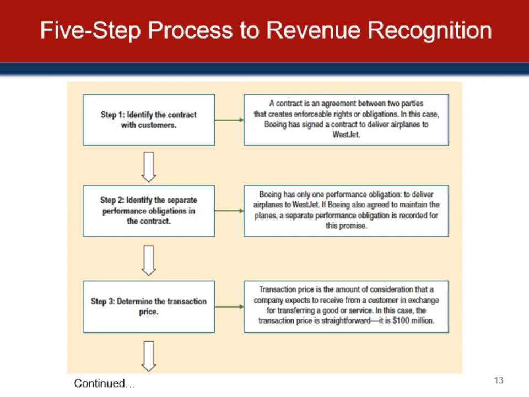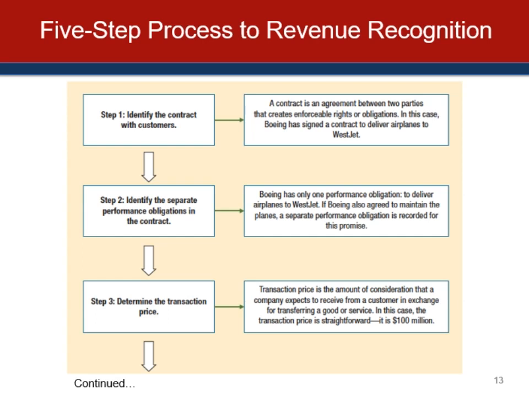Then identify the separate performance obligations in the contract. So in this case, Boeing has the key performance obligation to deliver airplanes. So it's an actual airplane that has to be delivered, and it's fairly obvious when that happens. If Boeing also agreed to maintain the planes, then there would be a subsequent service obligation to go with the goods delivered in the form of airplanes.